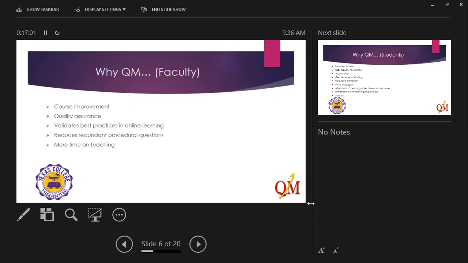You spend more time teaching because you're not having to address or repeat answers to the same questions many times. You spend more time reading assignments or responding to questions having to do with the content or the lessons. And so that's why it would be important or advantageous for any faculty to opt or to take the opportunity to become certified faculty.